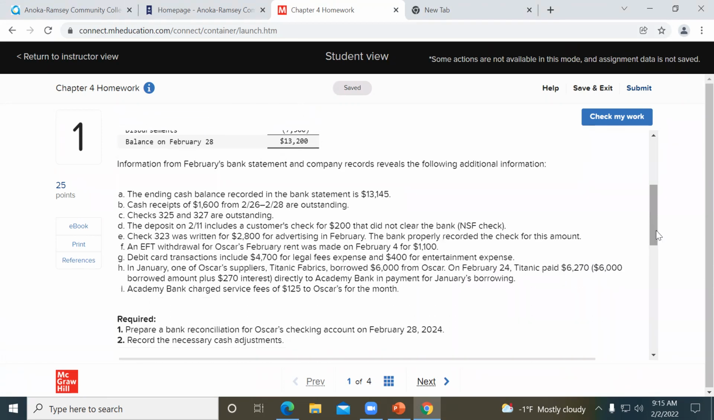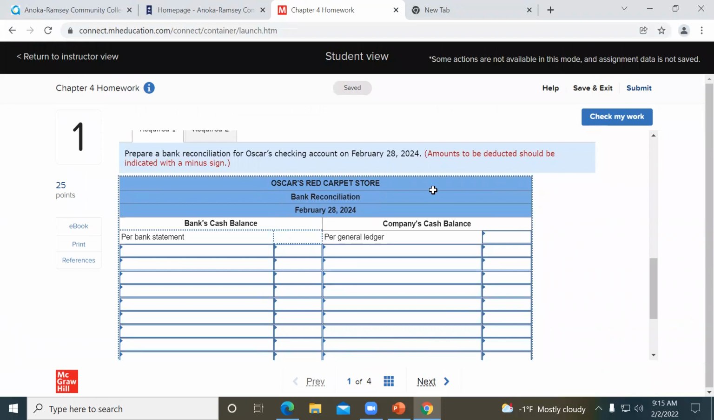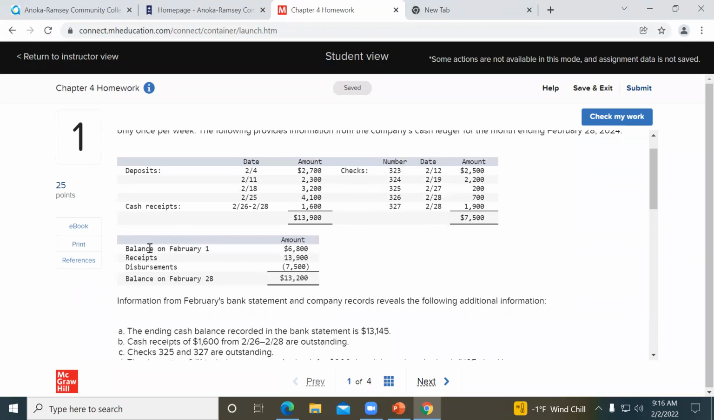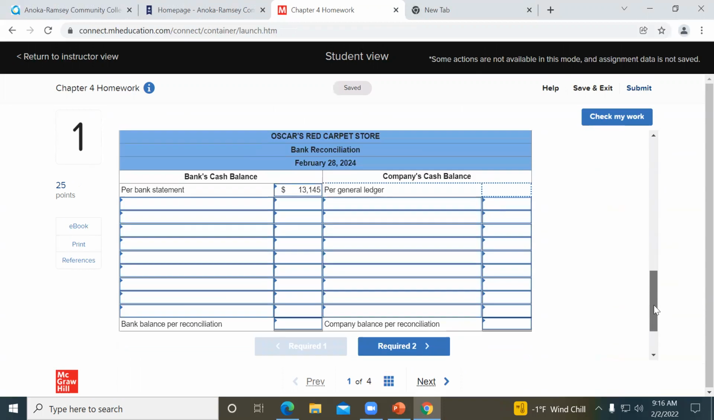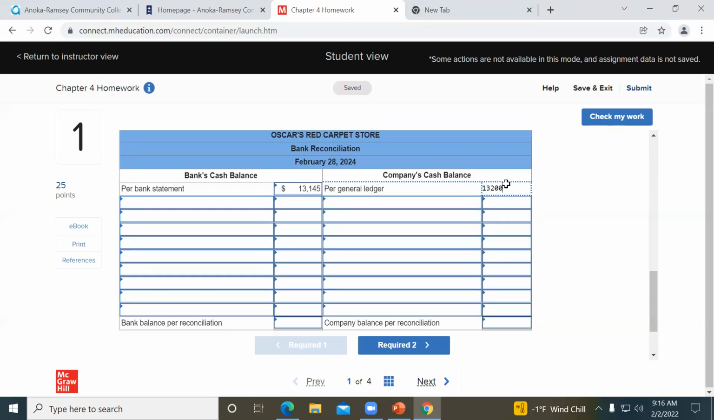Then it tells us information from February's bank statement, and company records reveal the following information. The ending cash balance recorded in the bank statement is $13,145. What are we going to do with that number? I'm gonna write it down. We're going to put it over here. Bank's balance per bank statement. We know the balance per the company is 13,200, right? First thing to do.